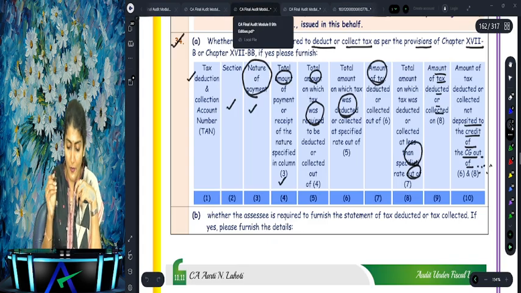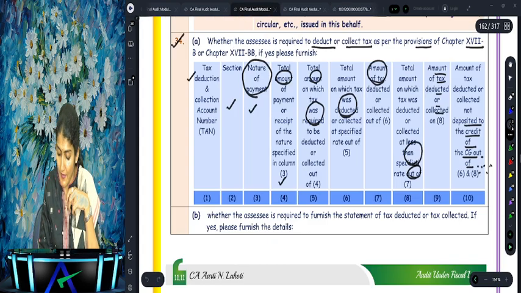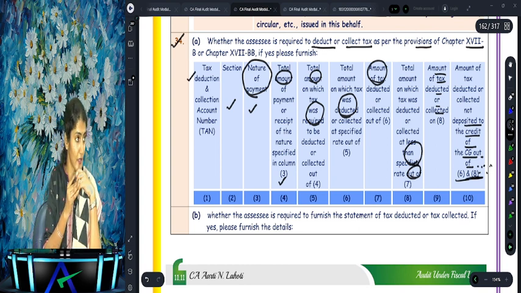Are you getting that, everyone? Out of 7, and here it is out of 6 and 8. Is it clear to everyone?